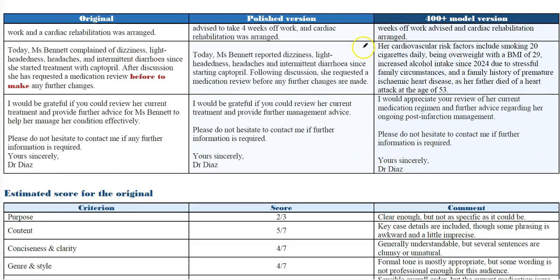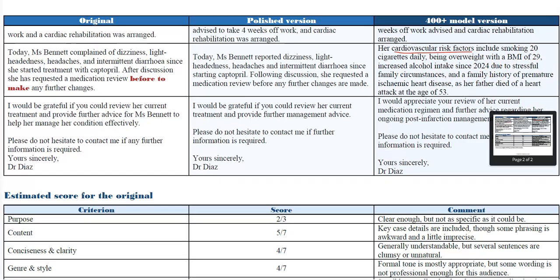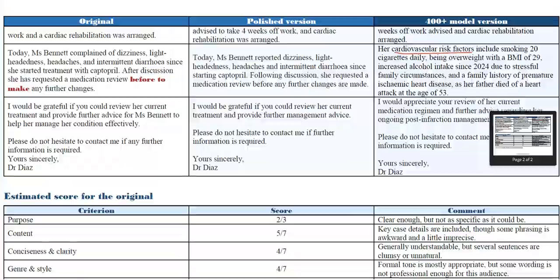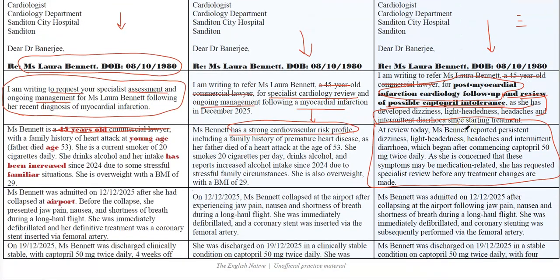But in the Pro version, 400 plus, that's moved down in the letter. Her cardiovascular risk factors include blah, blah, blah, yeah? Because that's of secondary importance. The main issue for this is the medication review and the review of her lifestyle, etc. That's a secondary issue, okay?